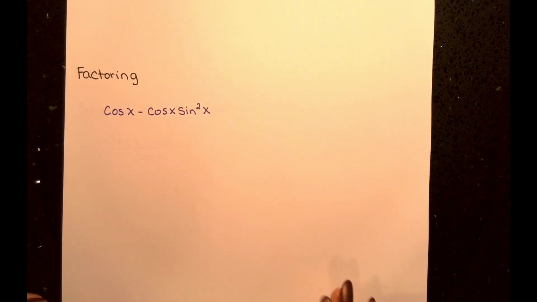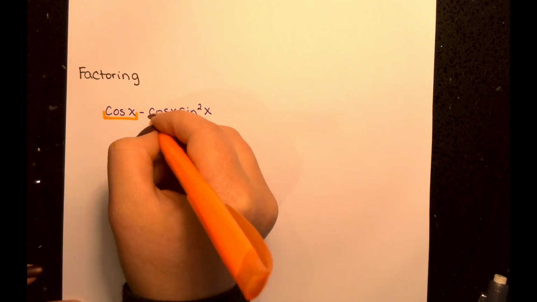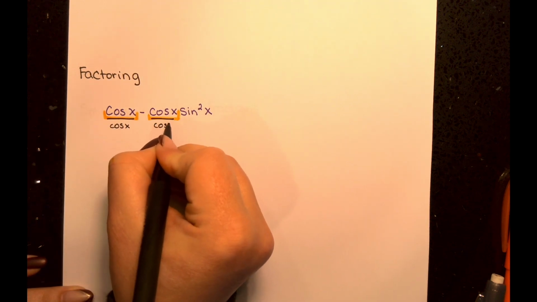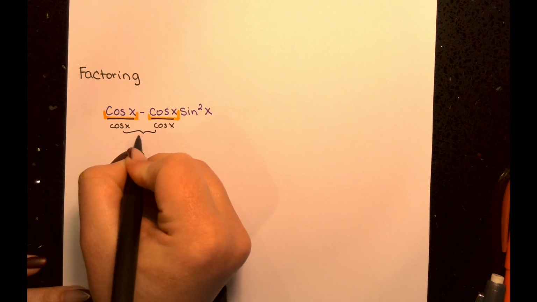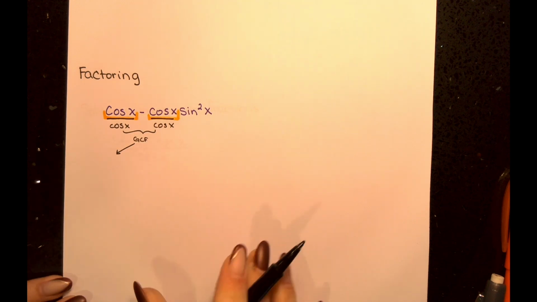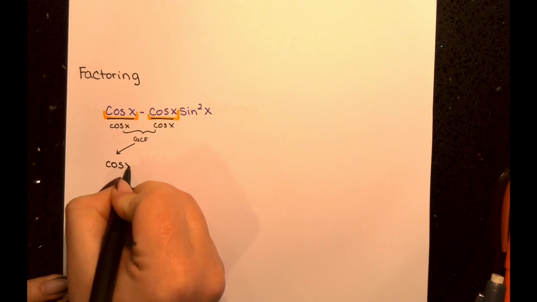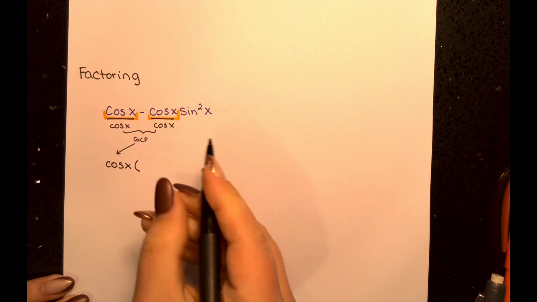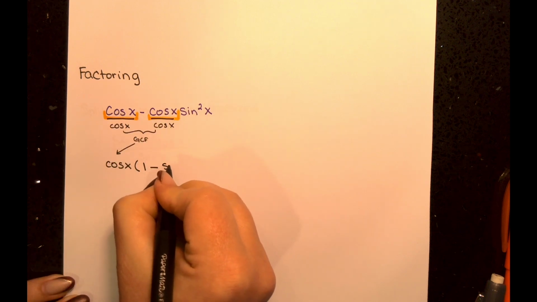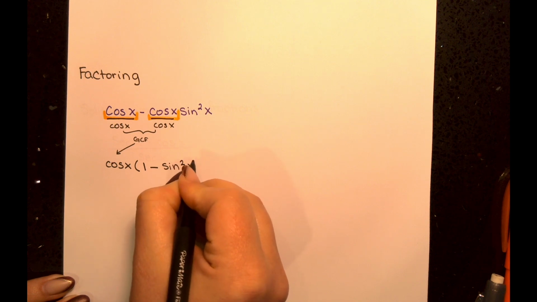Next, let's go ahead and factor. We do have a common factor here. I see a cosine. I see a cosine. So that means I'm going to remove a cosine, or you can say divide by cosine of x. That means our GCF, greatest common factor, is cosine of x. Remove it. Left over, cosine divided by cosine is 1. Left over is sine squared of x.